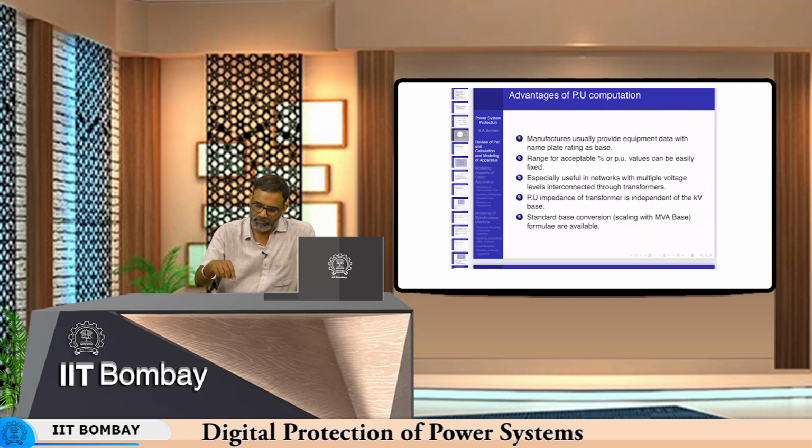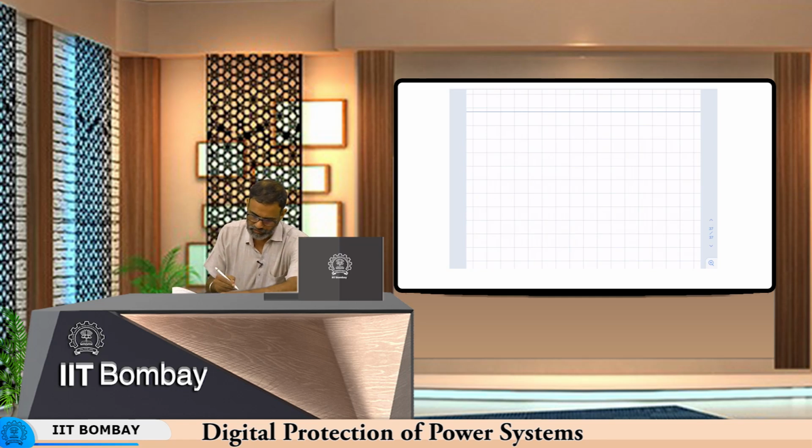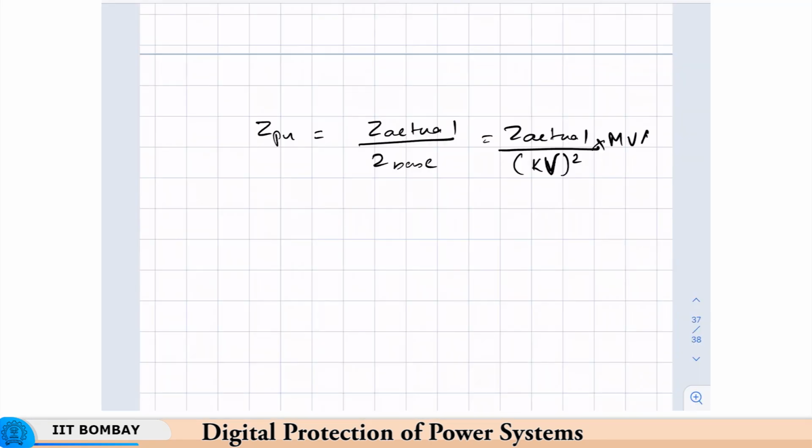We will list these quantities again, and then we will look at a couple of problems for a transformer. Z PU is equal to, say, Z actual upon Z base, which is nothing but Z actual upon kV square, and that divided by MVA. So, that MVA you can take here. So, this is the Z in PU. Now, how do you change the base? Because this may be available in a particular base.